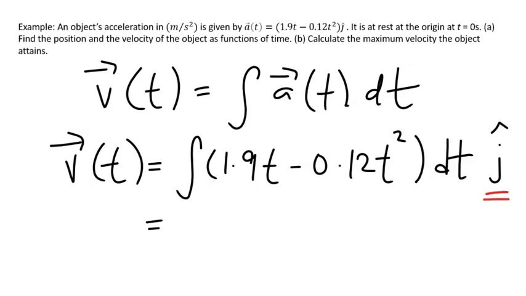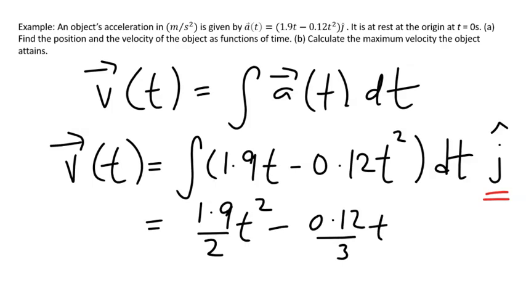And the result for this integral is 1.9 over 2 t squared minus 0.12 over 3 t cubed. Again, this is a vector function plus an integral constant. Let's call this integral constant u naught. Now we are told that at t equals 0 seconds, the object is at rest. So that means v is 0.